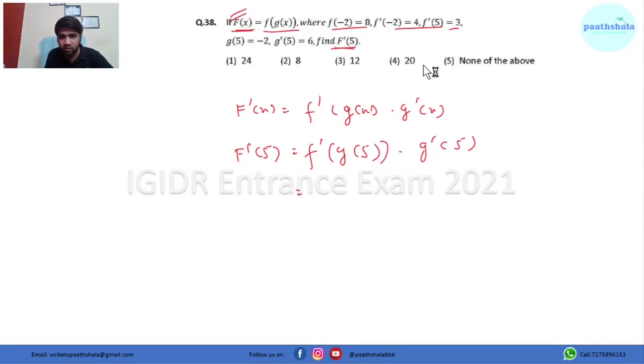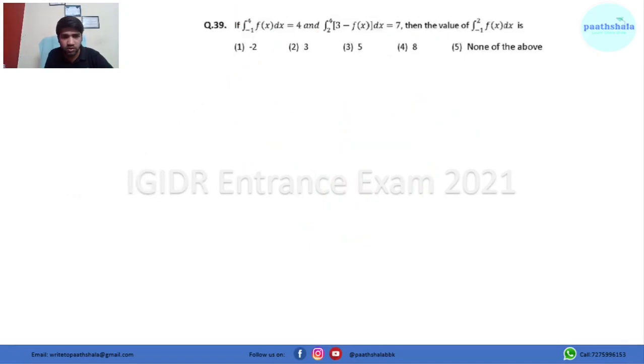The value of g dash 5 is 6. Okay, this comes out to be 6, and here g(5) is minus 2, and f dash of minus 2 is given as 4, so this is 4 into 6, coming out to be 24. Okay, so the first option is the right answer. Now let's move to the next question.